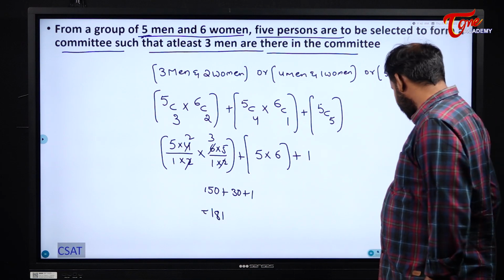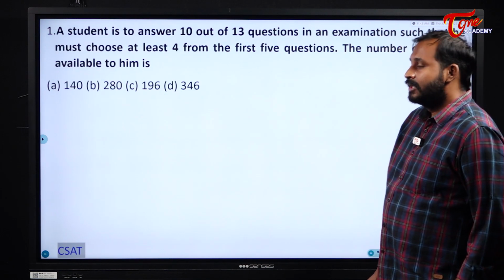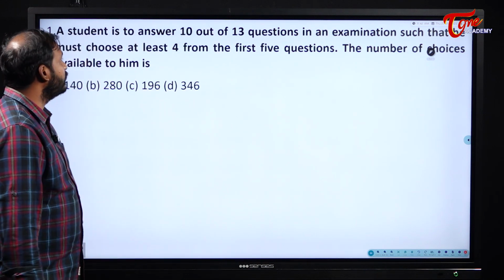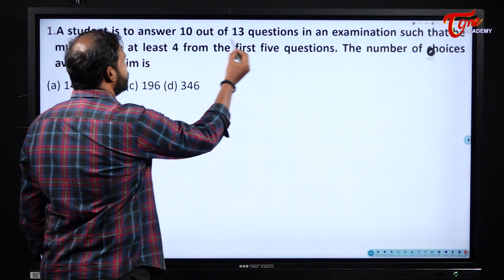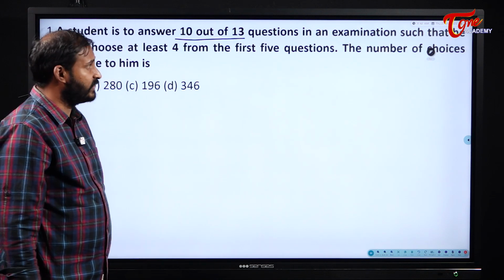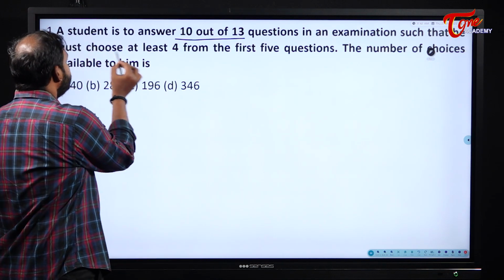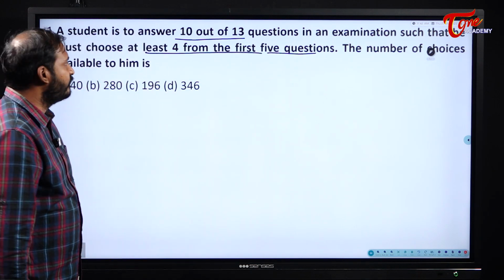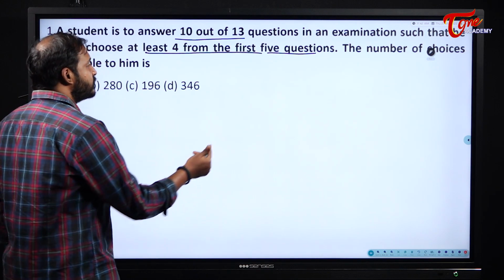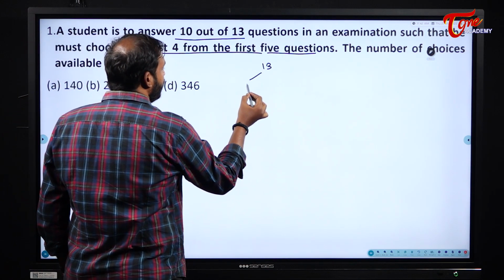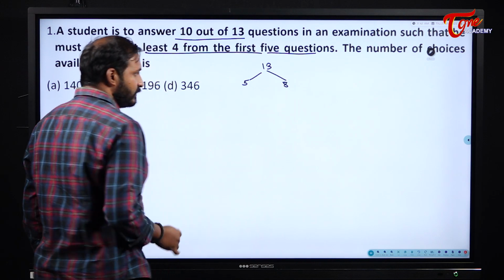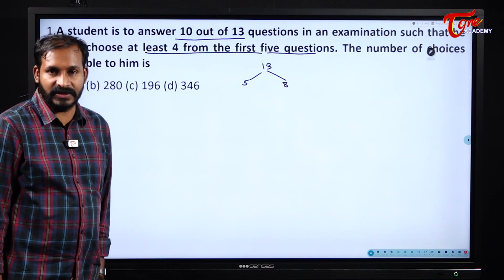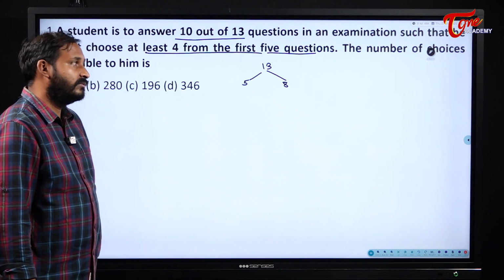Okay, right. Next one. Now we will see some questions. In an examination, a student is to answer 10 out of 13 questions. Okay, good. In order to attempt 10 out of 13 questions, he must choose at least 4 from the first 5 questions. 13 questions are divided into 2 groups, right? First 5 and the remaining will be how many? 8 in number. So what is the condition they are giving us in this case? At least 4 from the first 5.